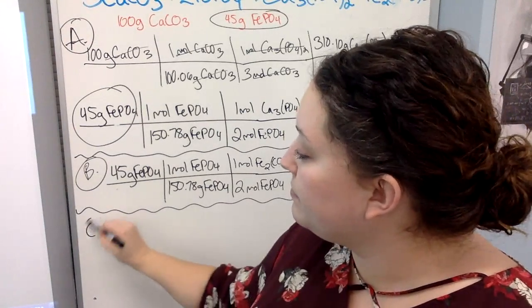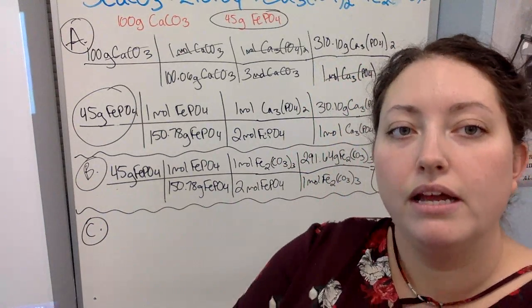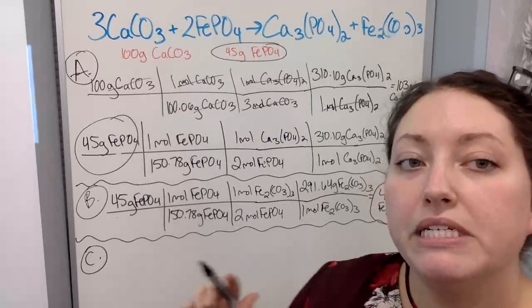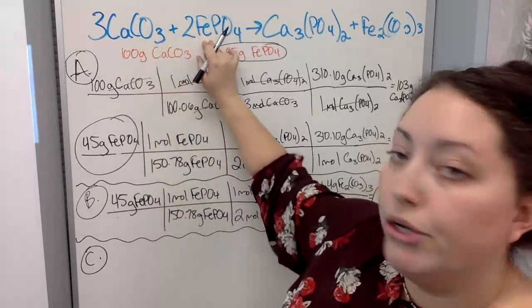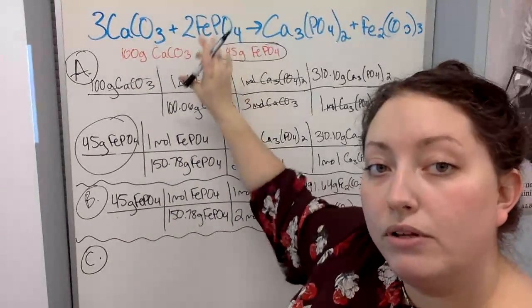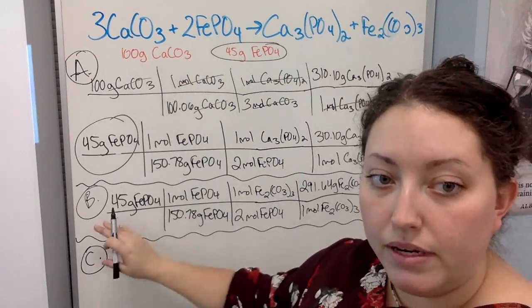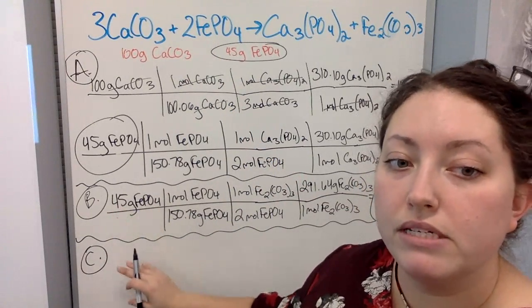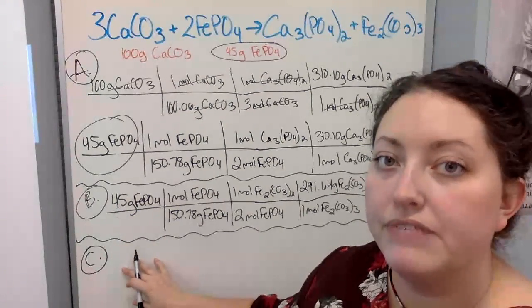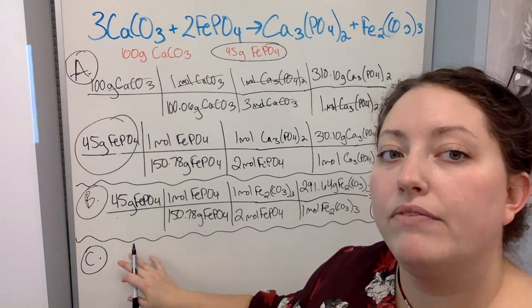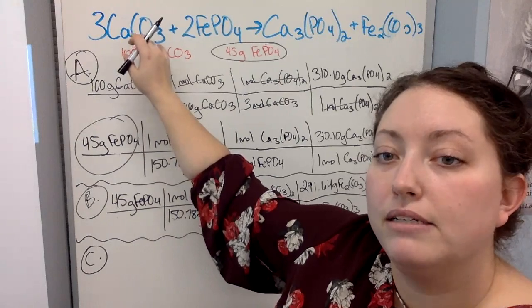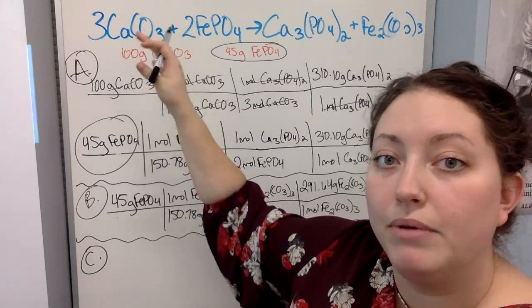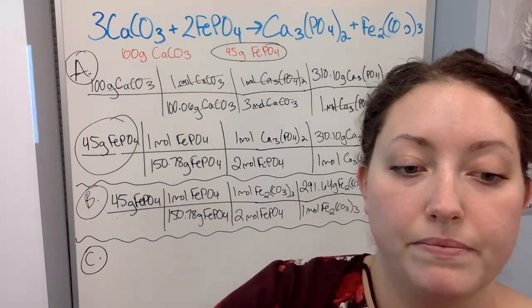So for C, since we're comparing, let's put it back up here. Since we're comparing these two, you are going to start with your limiting reactant again, same way you did here. So once we've identified it, we stick with that to start with. We'll still start with the 45 grams of iron phosphate, but this time we're going to convert it into the other reactant. That'll tell us how much is going to be used up.